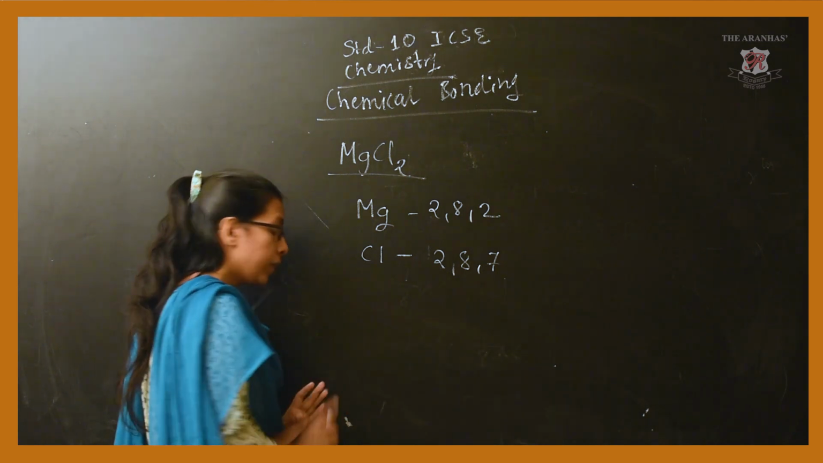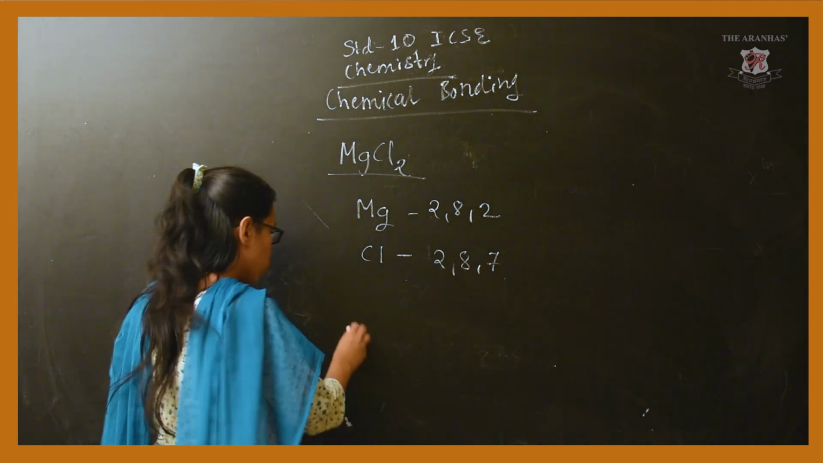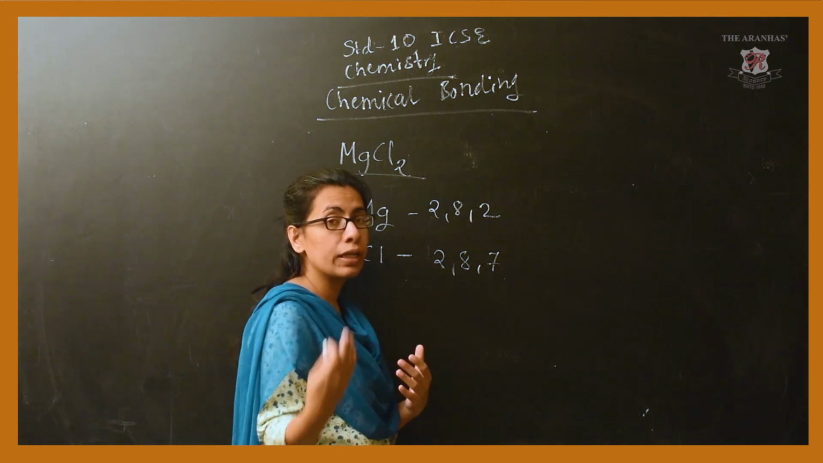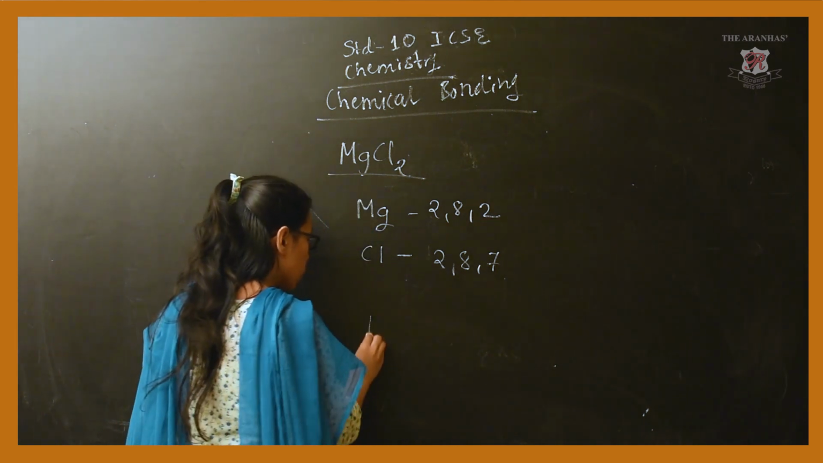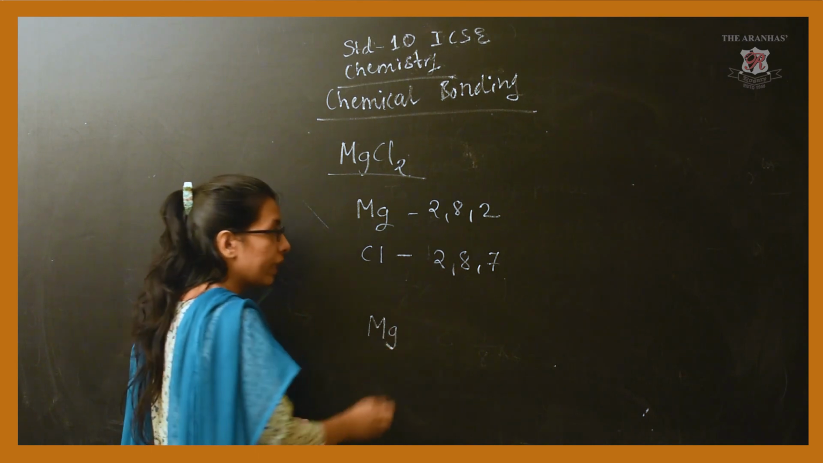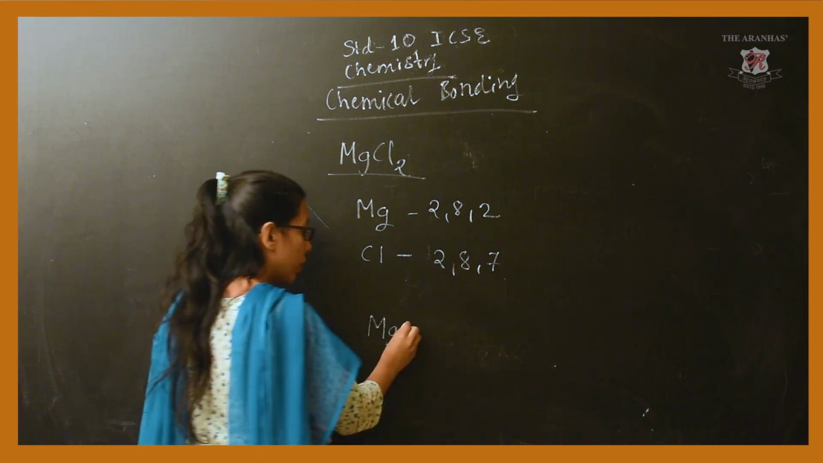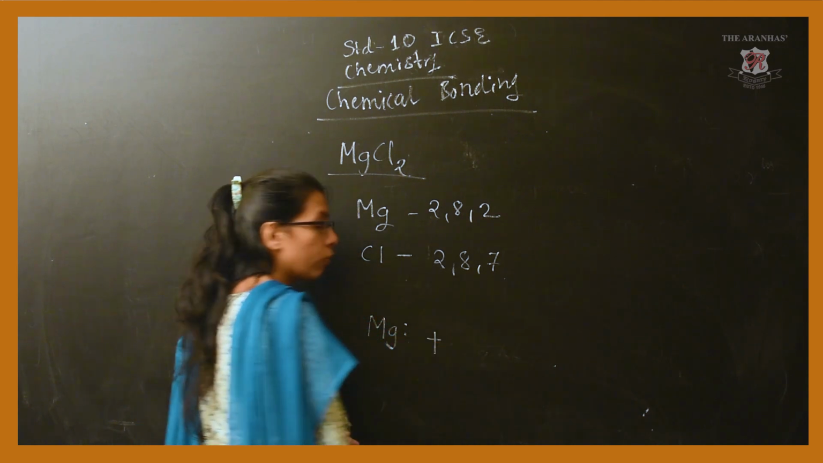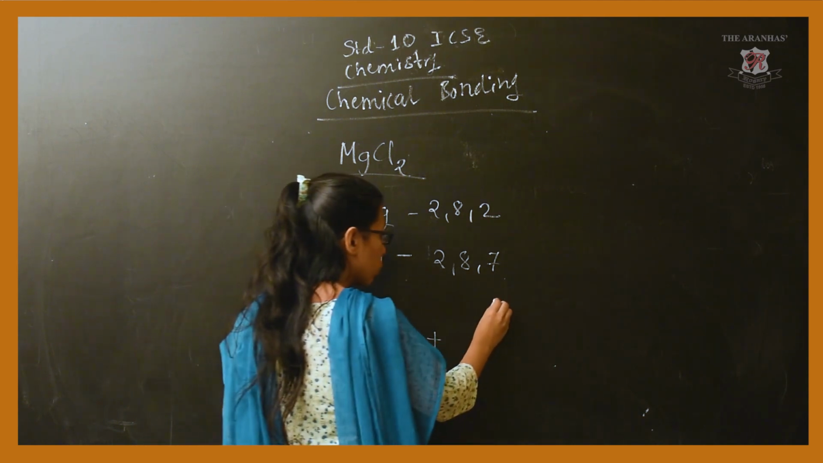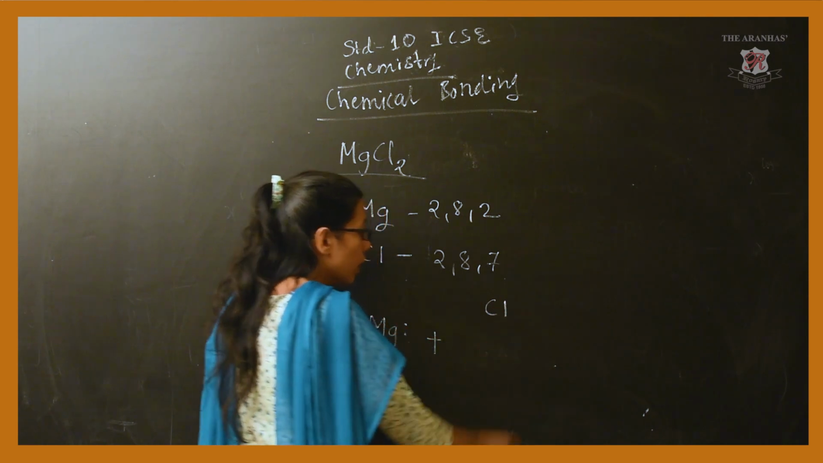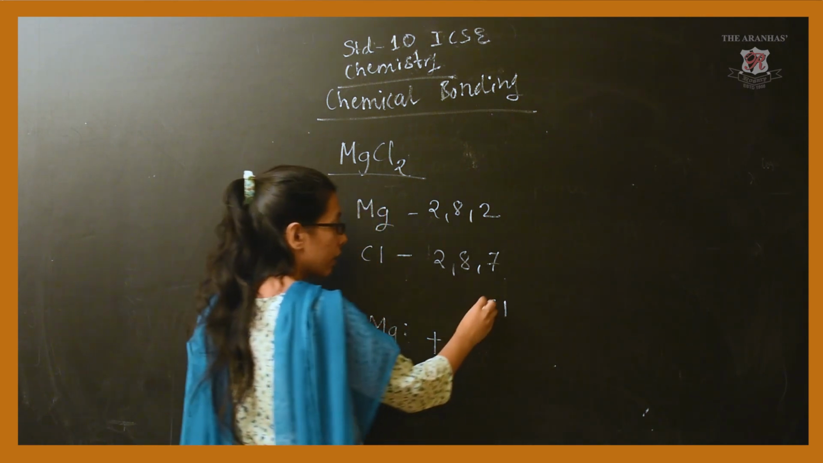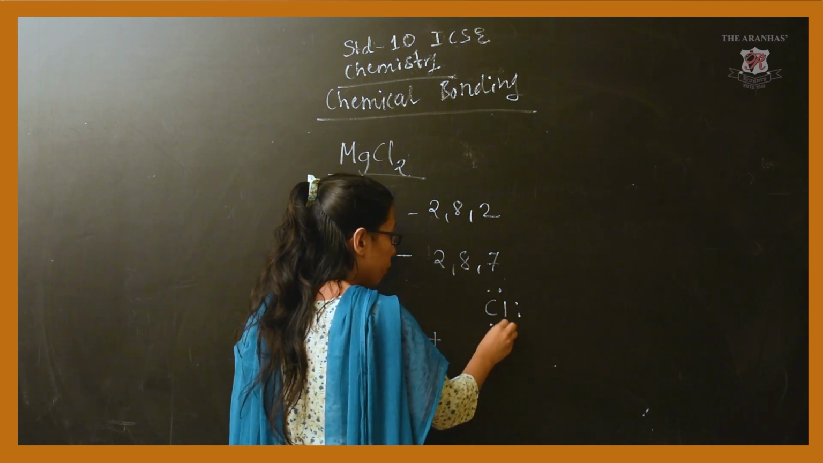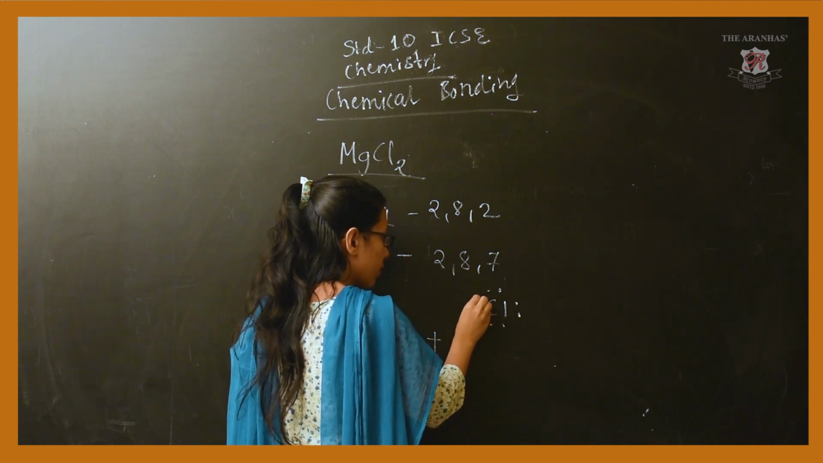Here, I can show the electron dot structure of how this bond is formed between the two chlorine atoms and one magnesium. Suppose this is the magnesium atom. There are 2 electrons in the valence shell of magnesium. Plus there are 2 chlorines. One chlorine atom I am writing this side, and there are 7 electrons surrounding this chlorine: 1, 2, 3, 4, 5, 6, and this is 7.